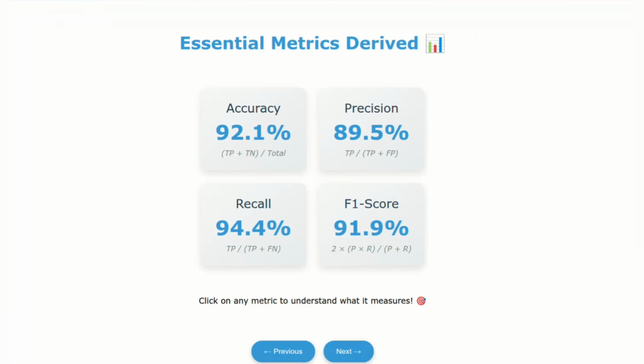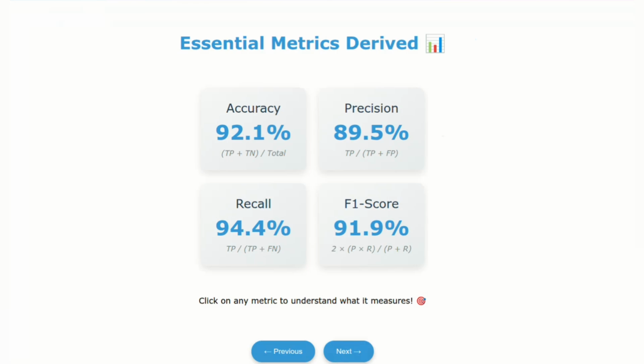Here, 85 divided by 85 plus 5 equals 94.4%. Specificity. Specificity equals TN divided by TN plus FP. This tells us how good we are at identifying negative cases correctly. That's 90 divided by 90 plus 10 equals 90%.